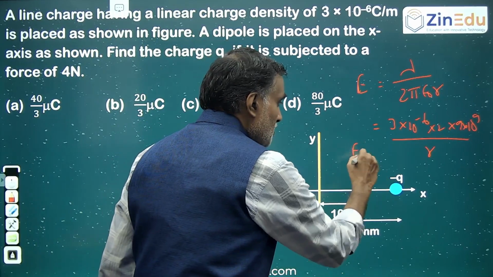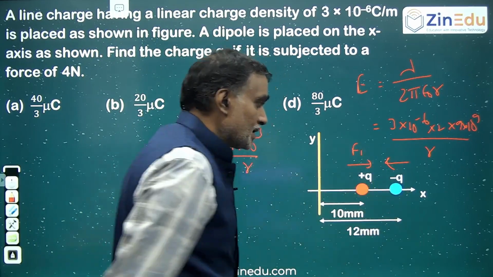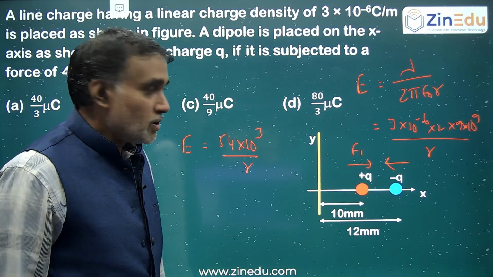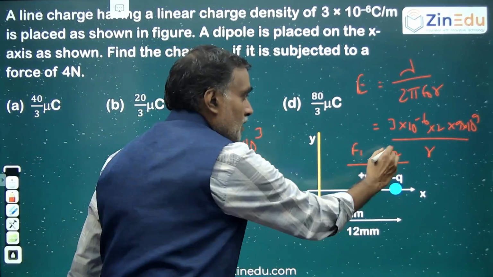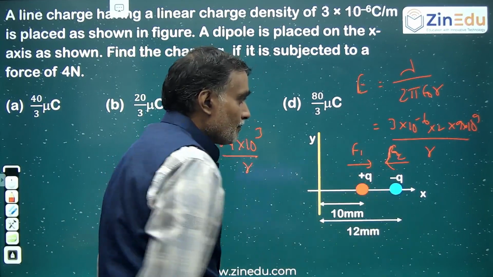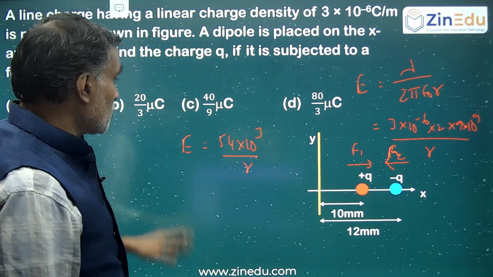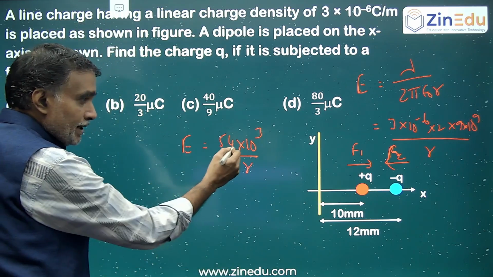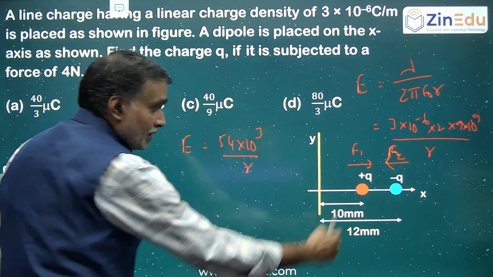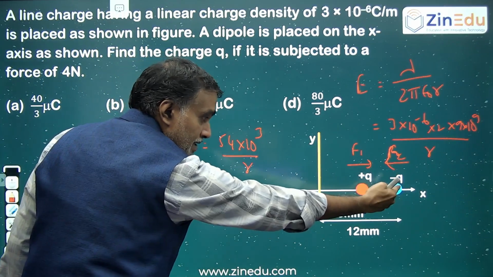And what is force on negative charge? It is towards left, that is electric field into Q. So net force is F1 minus F2 I will get, and that force they have given. What is that force? It is 4 Newton. So what is net force? 4 Newton is equal to electric field here into Q minus electric field there into Q.